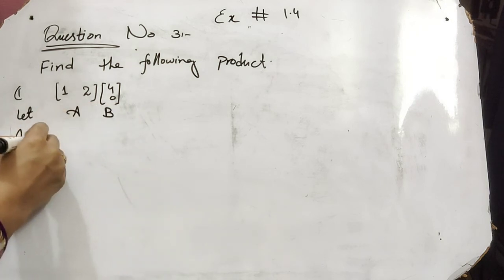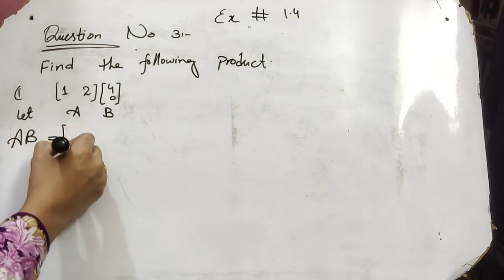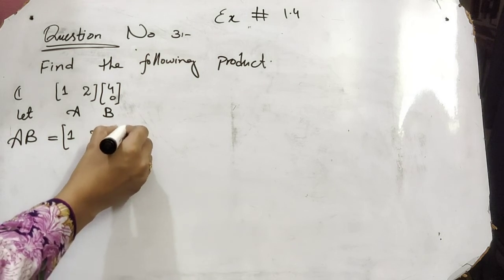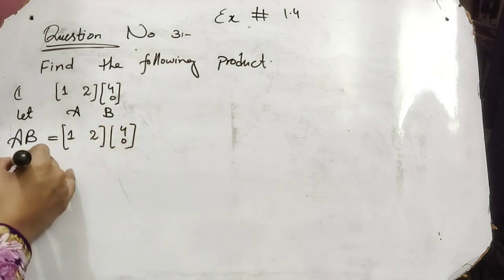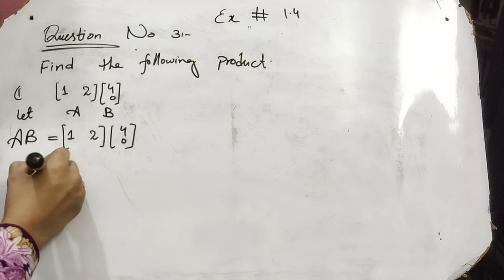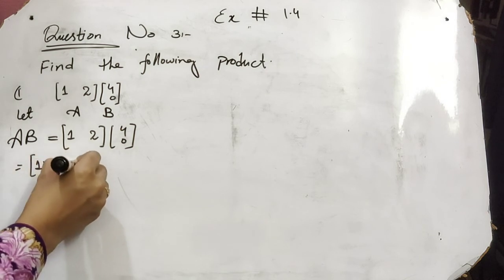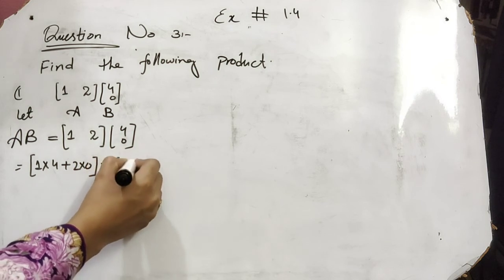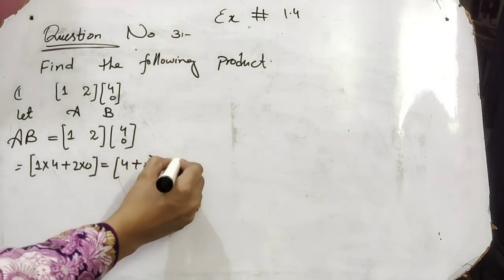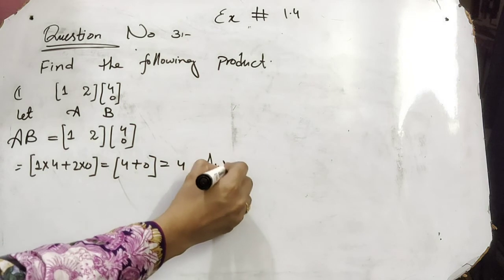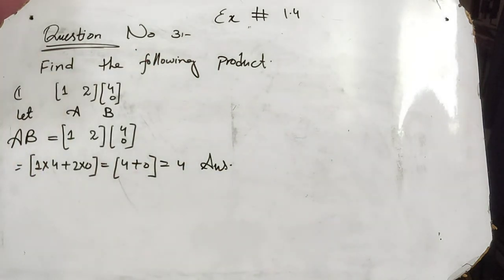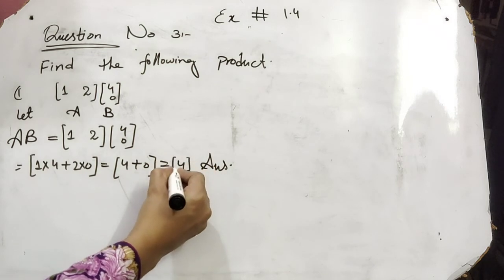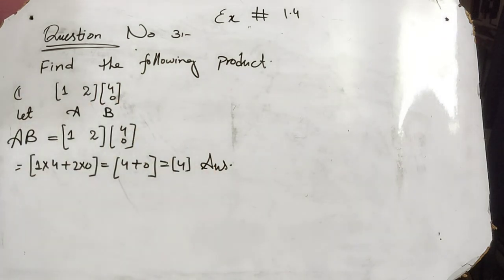So AB is equal to 1, 2, 4 and 0, which will be equal to 1 multiplied by 4 plus 2 multiplied by 0, which will be equal to 4 plus 0, which is equal to 4. This is the answer. This is the matrix 4.